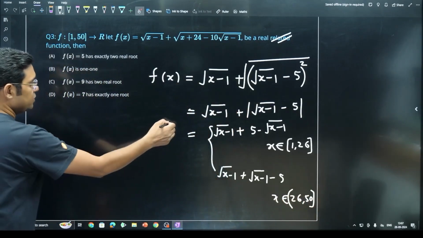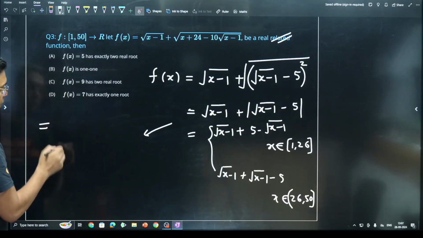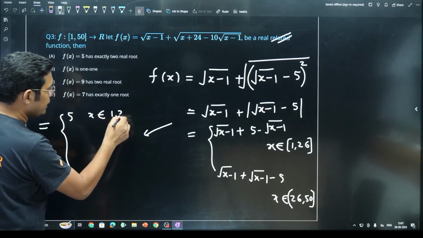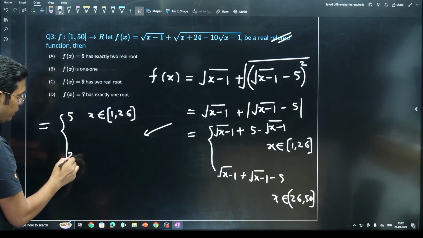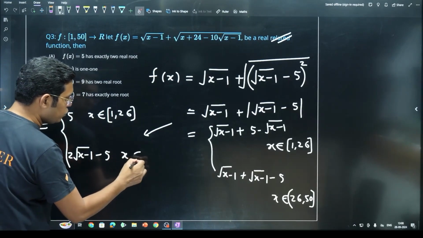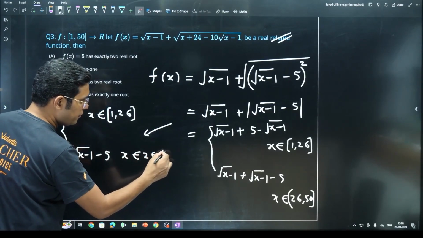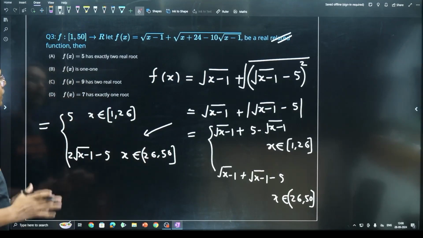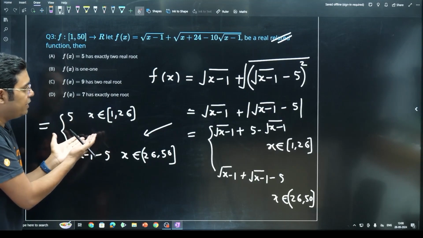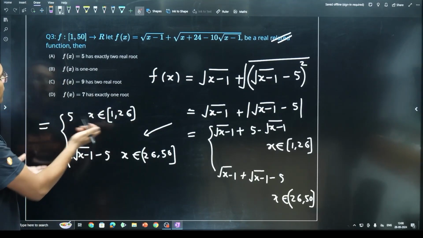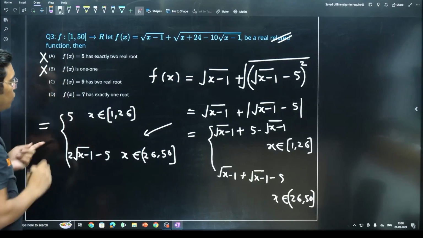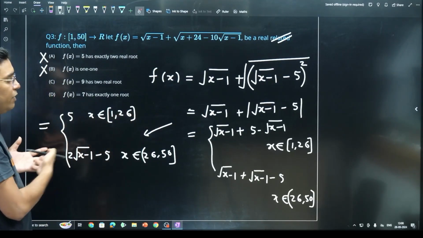Okay, let us write this here. So the function has now become just 5 for x belongs to 1 to 26, and after that it will be 2 under root x minus 1 minus 5 when x belongs to 26 comma 50. This is how the function is. Now you can check whether f(x) is equal to 5 has exactly 2 real roots. For all x between 1 to 26 it is 5, so exactly 2 real roots is not possible. f(x) equal to 1 is also not true, because for x from 1 to 26 we have constant value 5.